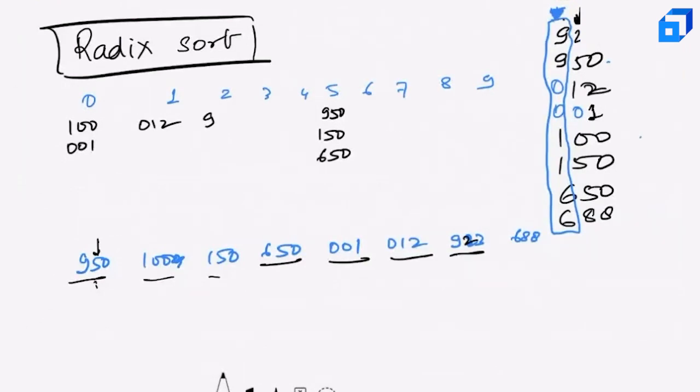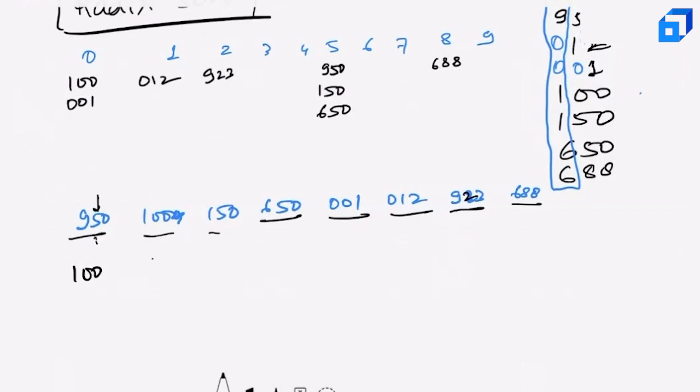923 goes to 2. And 688 goes to 8. I'll again append these guys. What this would make sure is now everything is sorted based on the last two digits. So I append, and when I append, I basically get 100, 001, 012, 923, 950, 150, 650, and 688. And now the last step is the magic step, which is where I look at the most significant bit.